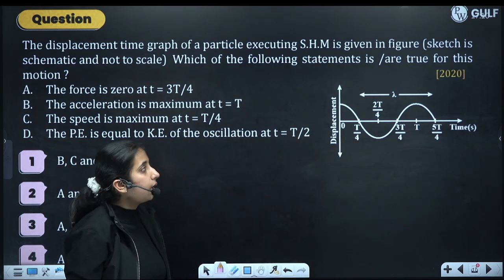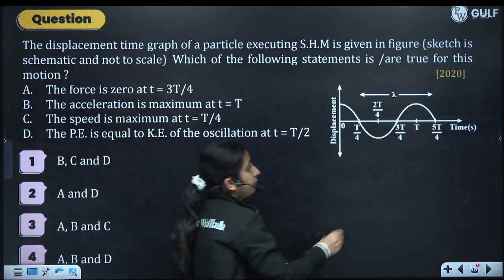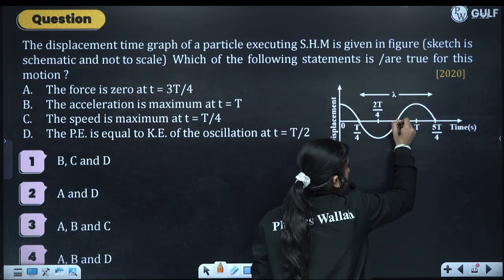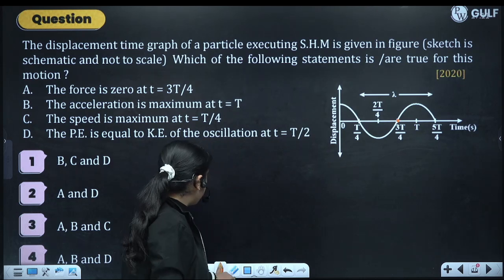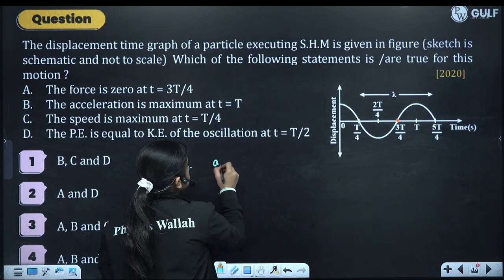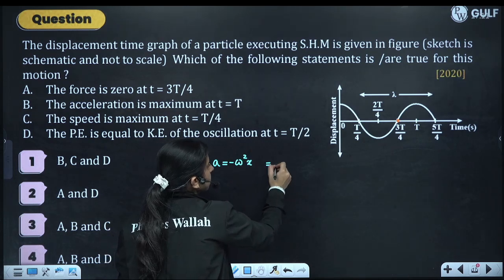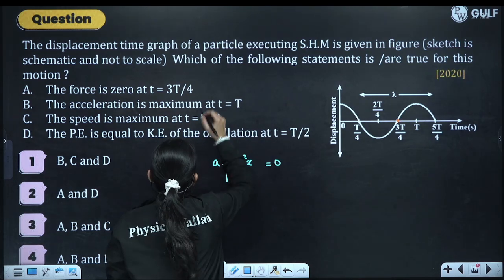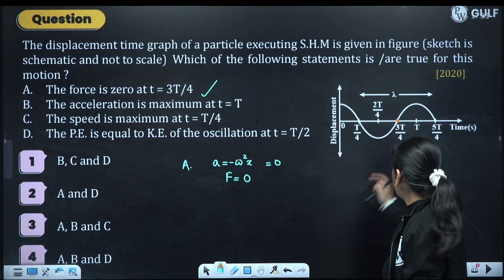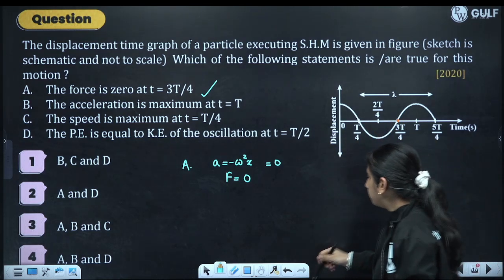This is our curve. First, the force is 0 at t equal to 3T by 4. At 3T by 4 the particle is at the mean position, so acceleration will be 0. Acceleration is minus omega square x, x is 0, acceleration is 0, force will be 0. The first statement is correct. The force is 0 at 3T by 4.